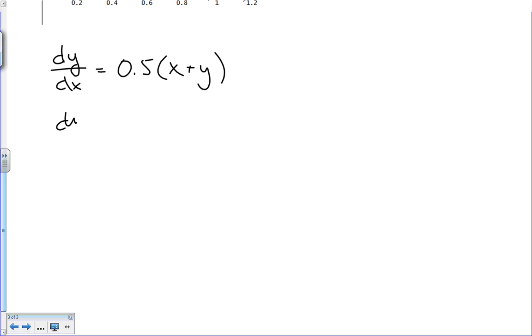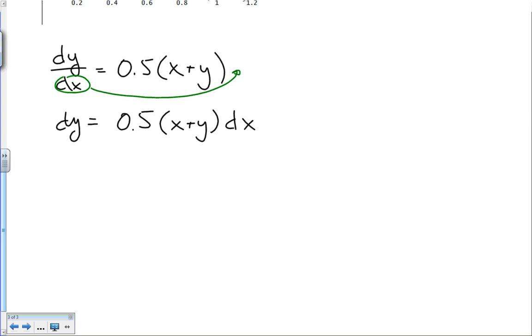So we have dy is equal to, again, the first step is to just simply move the dx to the other side. So I just have to literally multiply both sides by that to move it over there. So it's going to be 0.5 times (x plus y) times dx. We only have to do that once. We've done it. We're done.